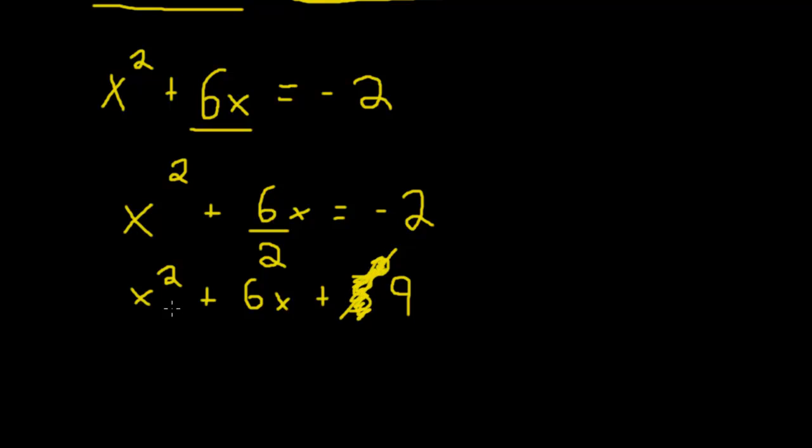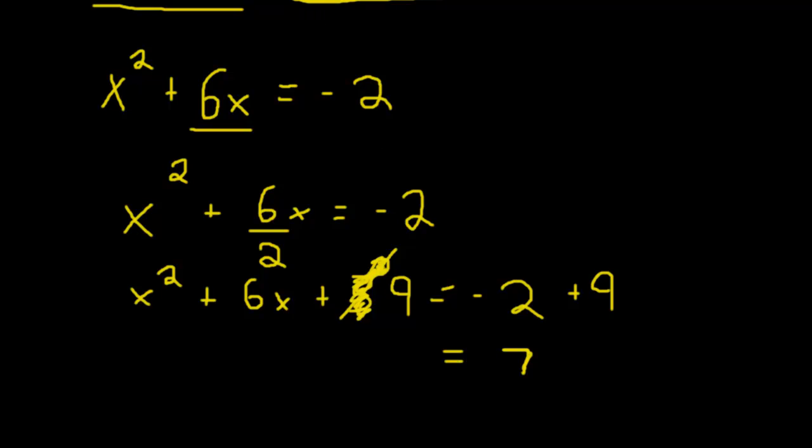Okay, so we got x squared plus 6x plus 9 equals -2. And what we do on the left side, we have to do on the right side. So we add 9 also on the right side, right? And now, as you can see, this would become 7, which equals right there.